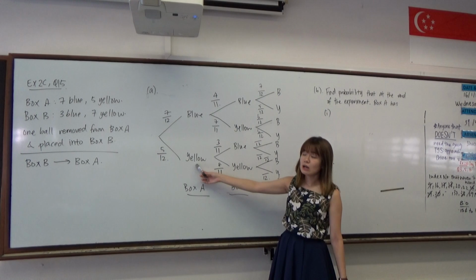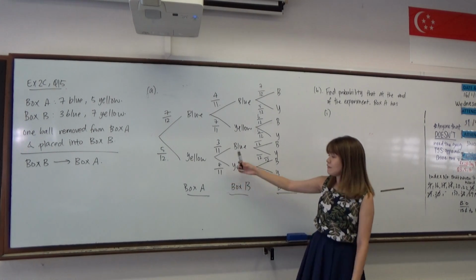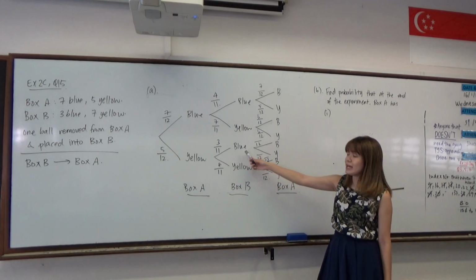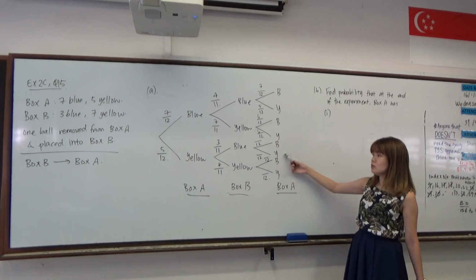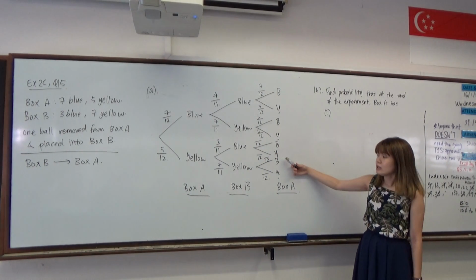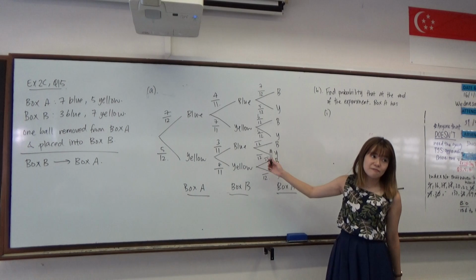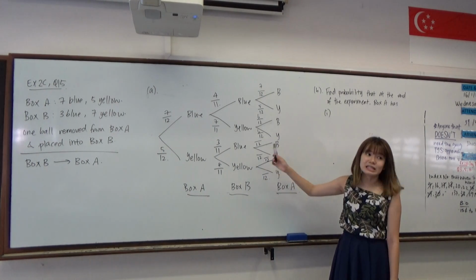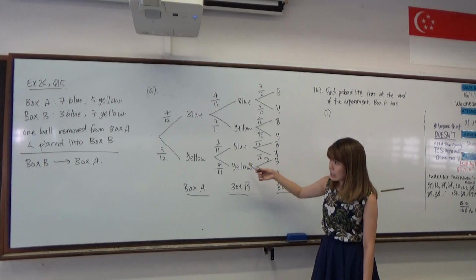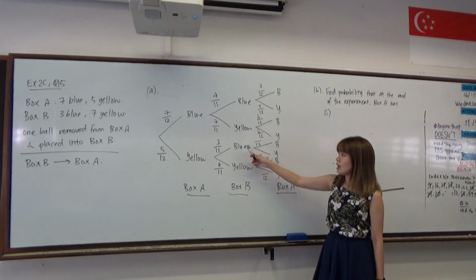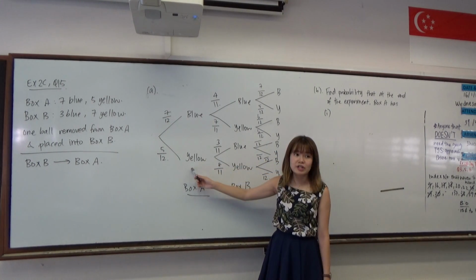Right, we first take a yellow one from A, then after I put into B. From B, I took a blue one back into A. Okay, so total will still be 12 balls inside, right? But the number of blue and yellow is different already. Okay, so I took one yellow out originally.